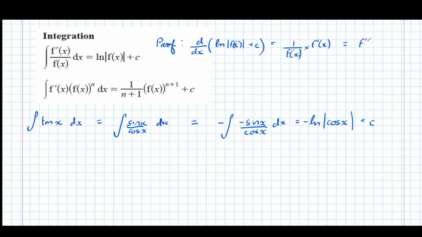So that's equal to f dash x over f of x. So we proved it, we're back to where we started. If we differentiate that, we get that. That's it, proved.